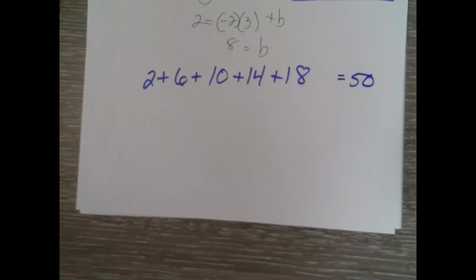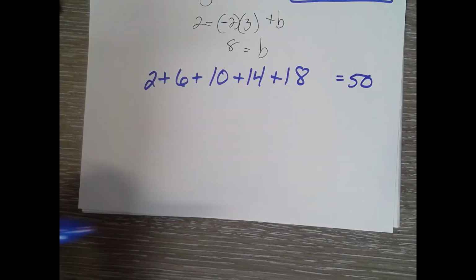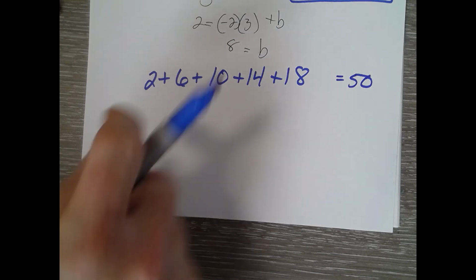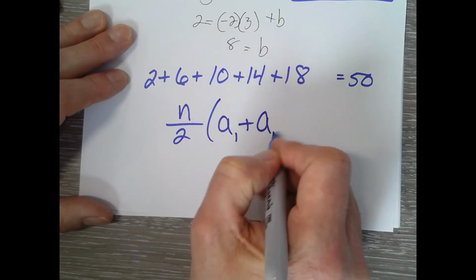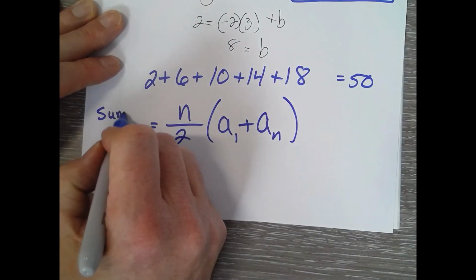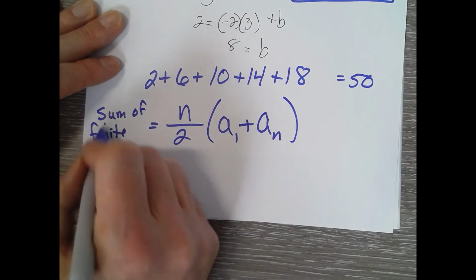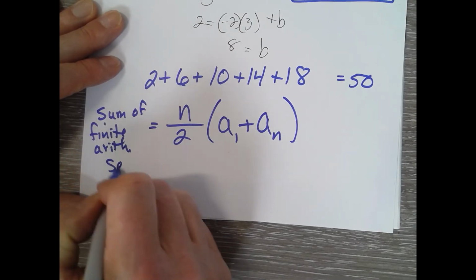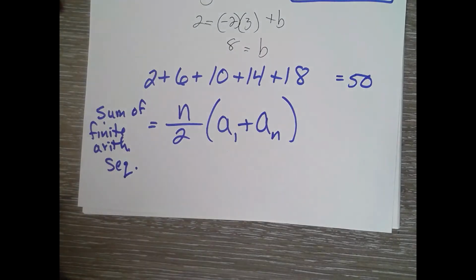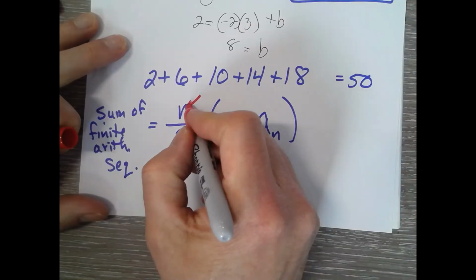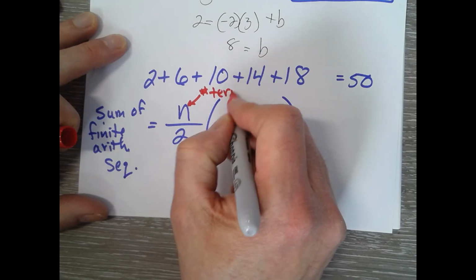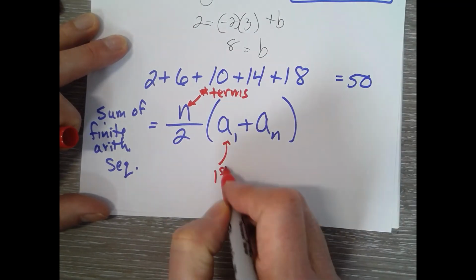Okay, so that's great as long as you only have 5 terms. If you had 100 terms, that would be pretty tedious. Stay focused. There we go. Okay, so here's the formula. It's n over 2 times a sub 1 plus a sub n. This is the sum of a finite arithmetic sequence. And n is the number of terms. A sub 1 is the first term, and a sub n is the last.